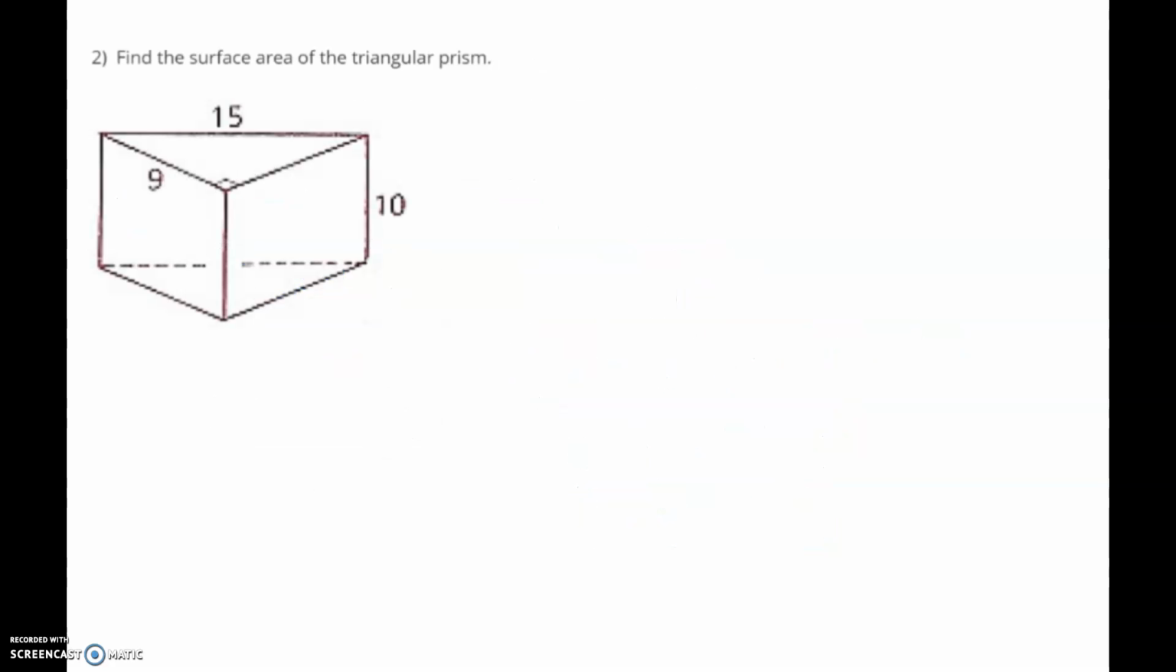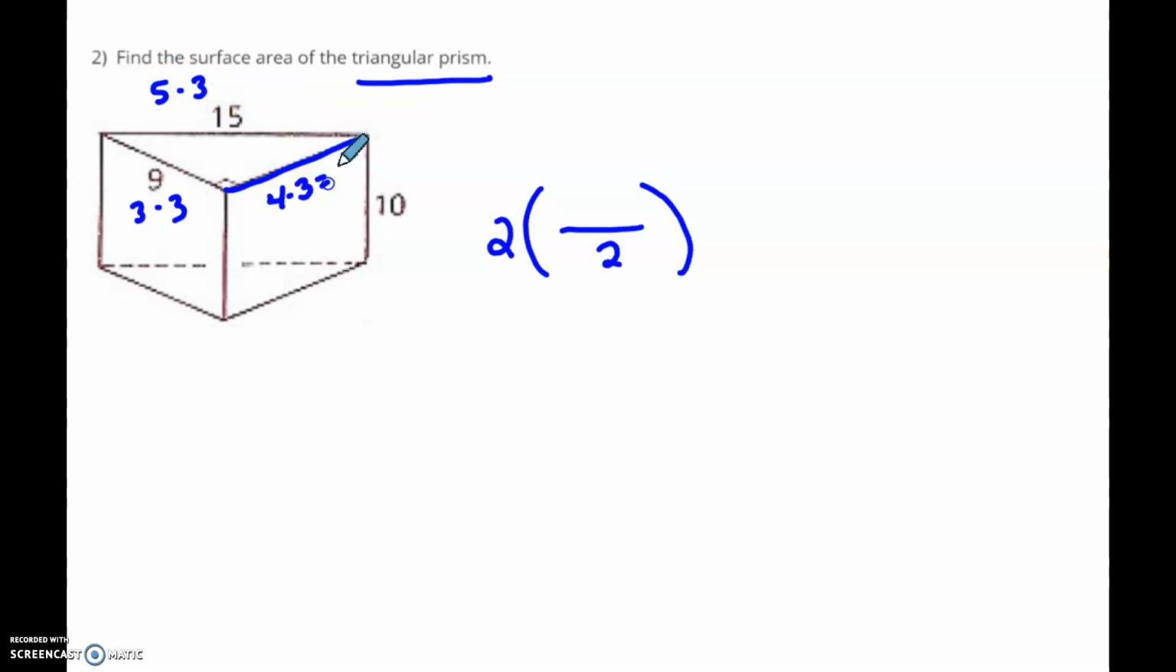On to number 2. Number 2, we have a triangular prism. A triangle's a little easier to find. Again, I have two bases that are both triangles. I need the base and the height for that. Again, base and height have to be perpendicular, so I need this side. Well, if I have 9, which is 3 times 3, for one of the legs, and 15, which is 5 times 3, then we know the other leg has to be 4 times 3, or 12.